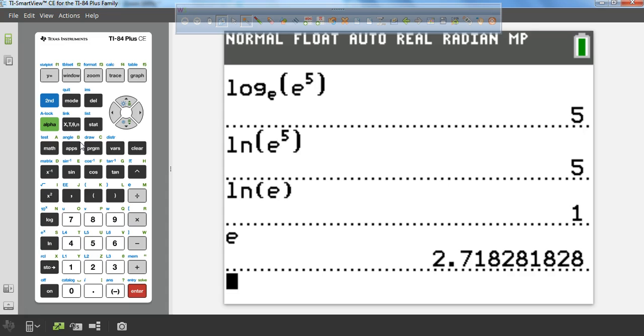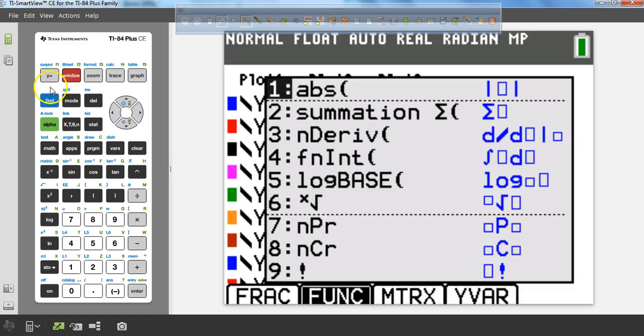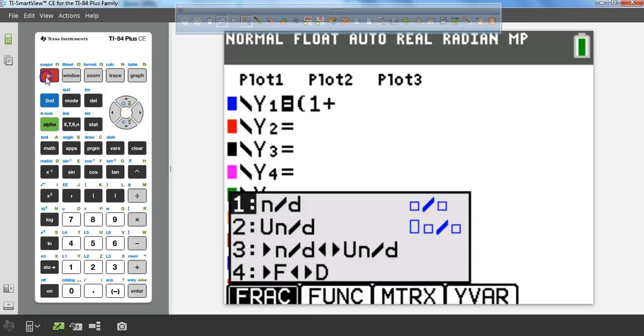I'm trying to go off the top of my head. Let's see here. I'll put y equals, I'm going to do parentheses 1 plus, I could totally be wrong here. I'm trying to remember it off the top of my head. Smarter people than me would know it right off the top of their head.